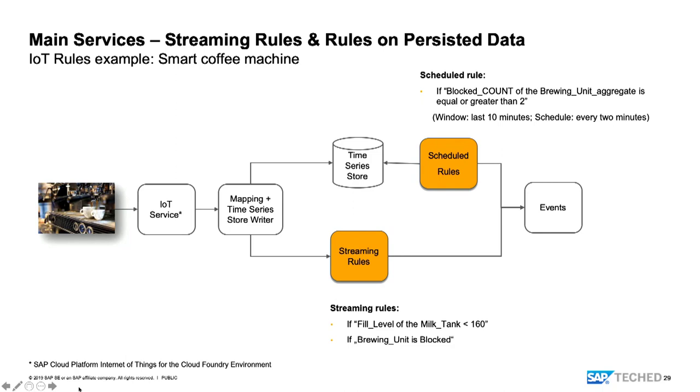Whereas if you look at the scheduled rule, it says if the count, so the number of blockages in the last 10 minutes, is 2, then I will fire this. So if it's just blocked once, you don't want to do anything.